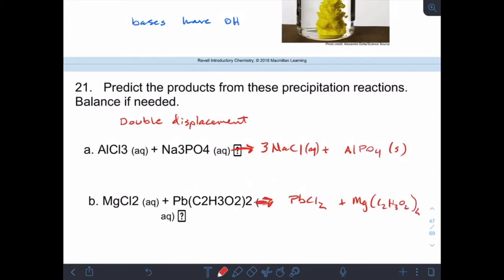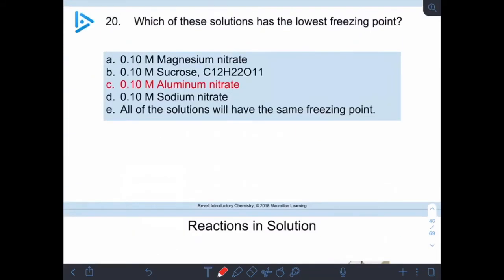All right, so now I go through and I balance. I've got 1 magnesium on the left, 1 magnesium on the right. Good. I've got 2 chlorines on the left, 2 chlorines on the right. Good. 1 lead on the left, 1 lead on the right, 2 acetates on the left, and 2 acetates on the right. So everything is balanced. Then we go through and we do our solubility, and all acetates are aqueous.